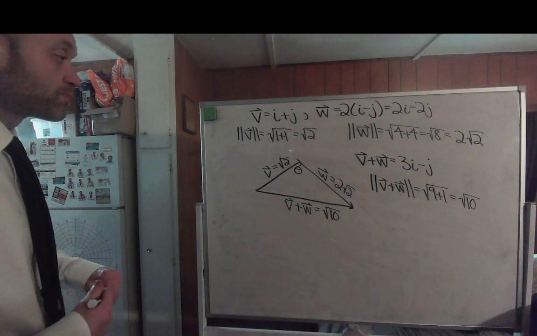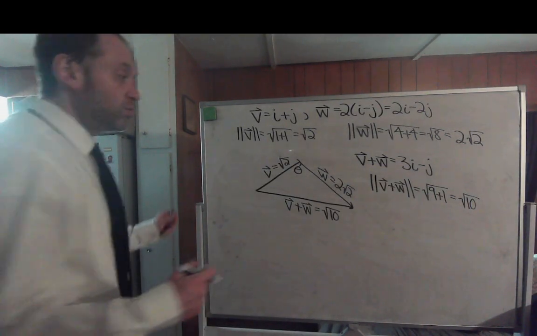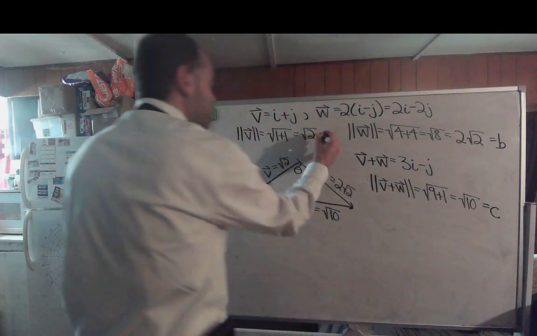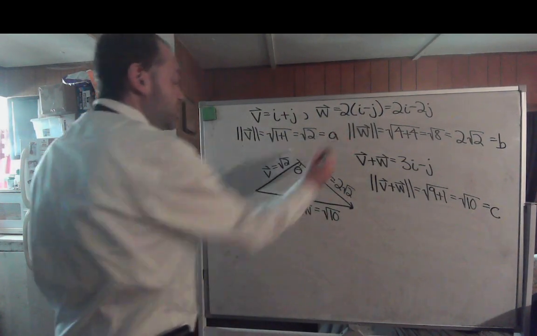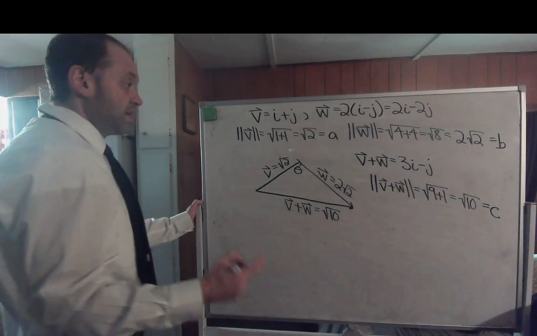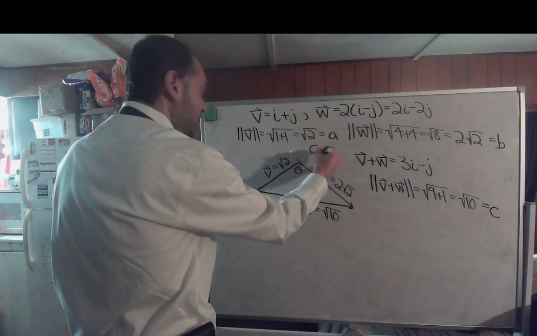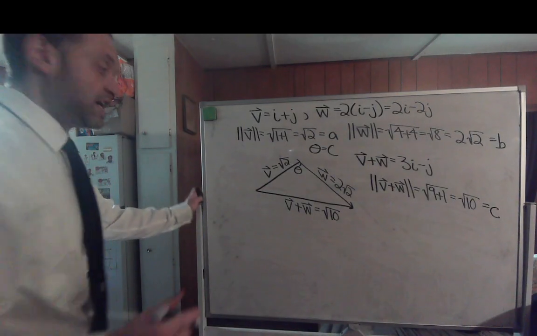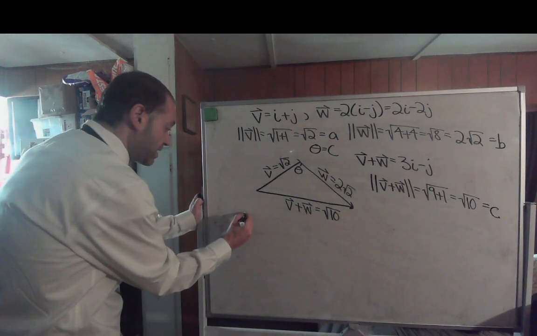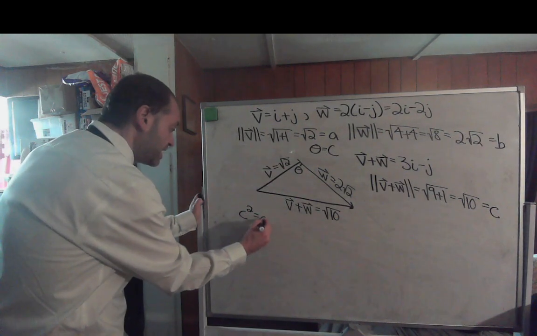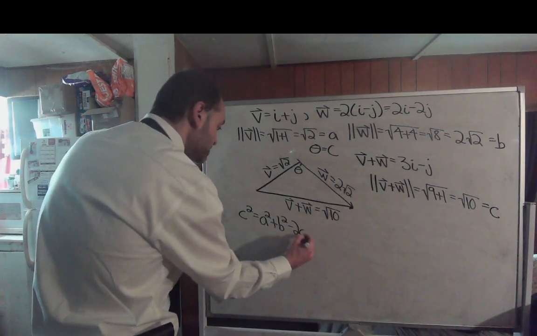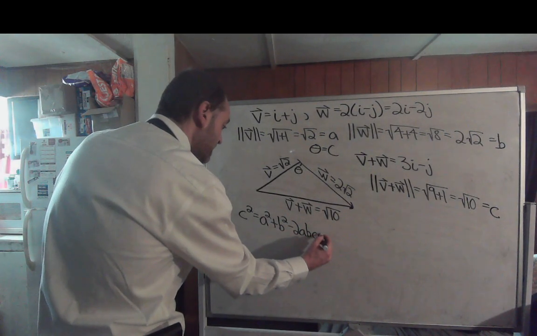So why don't we call this C for simplicity's sake? We'll call that B. We'll call that A. And then that theta will be C. We're going to use the law of cosines for the C squared equals A squared plus B squared minus 2AB cosine of C.